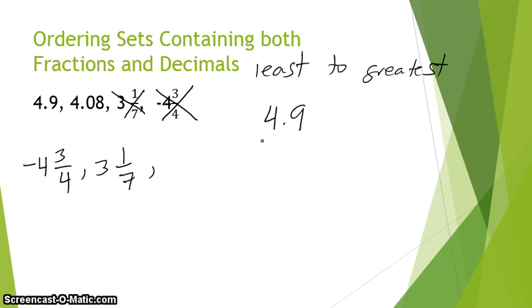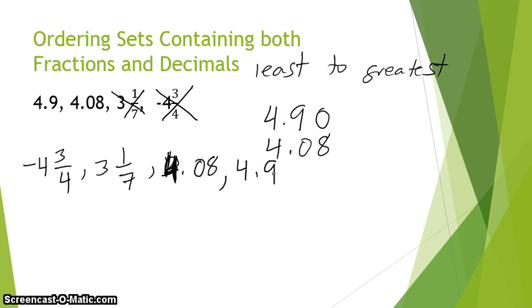I'm going to line them up. Now, if you can do it without lining it up, that's fine, but for some of you, this might help. So the 4s are the same, but 9 is bigger than 0. So 4.08 is going to be my next smallest number. 4.08 is my next number, and 4.9 is my next number, and I am done.